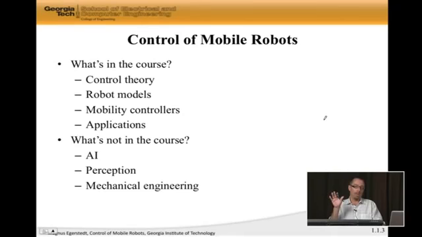So in robotics, typically, people talk about the sense, plan, act paradigm, where sensing is the perception side, the planning is the AI side, and the acting is the control side. And this course falls squarely into the act domain.